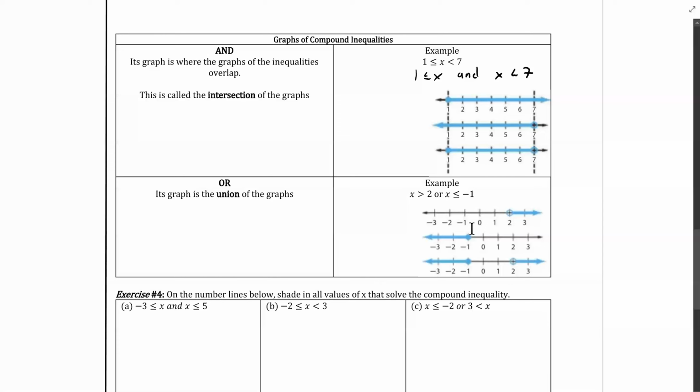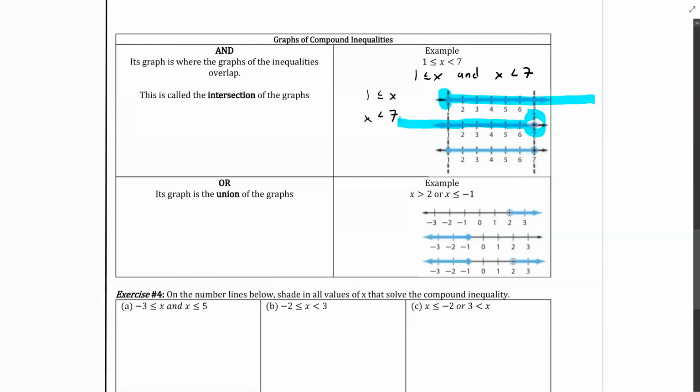So what we can do is we can graph each inequality individually. So up above, we have the graph of just 1 is less than or equal to x. This means we have a closed circle at 1, and our values of x are everything to the right. Okay, that's just the graph of 1 less than or equal to x. Underneath that, we'll do the graph of x is less than 7. Now in this case, we have an open circle at 7, and then we graph everything to the left, because it's everything smaller.